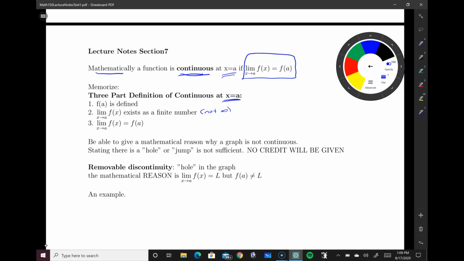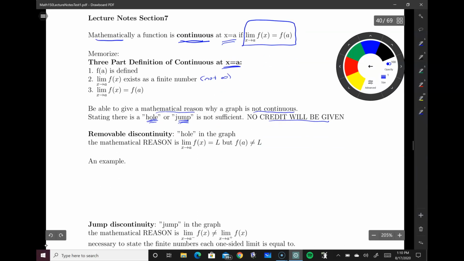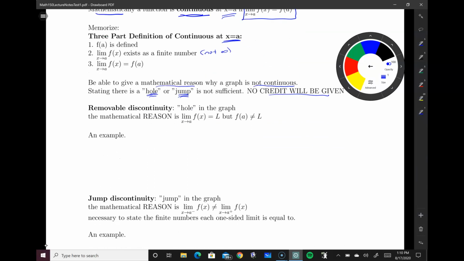Okay. So we need to give a reason, a mathematical reason, why it's not continuous. So you saying there's a hole or a jump is not okay. No credit will be given for those. You can see that it's not continuous by a hole or a jump, but you'll need to use one of the three-part definitions. Okay, so it's called a removable discontinuity when there's a hole in the graph.